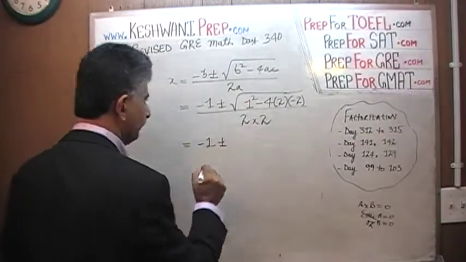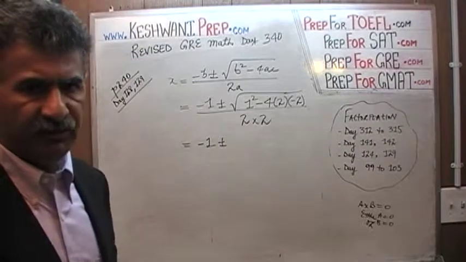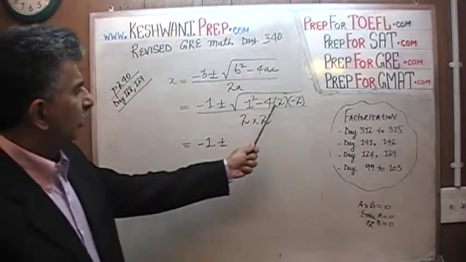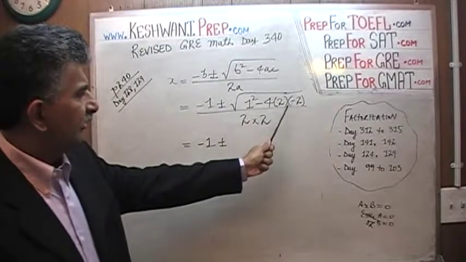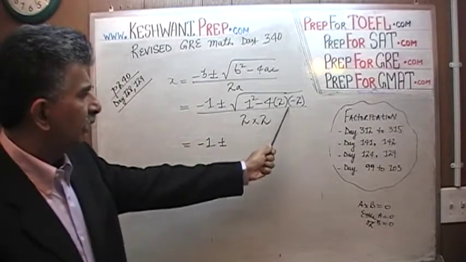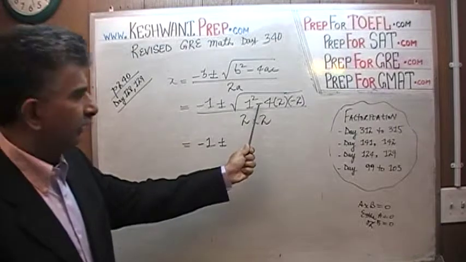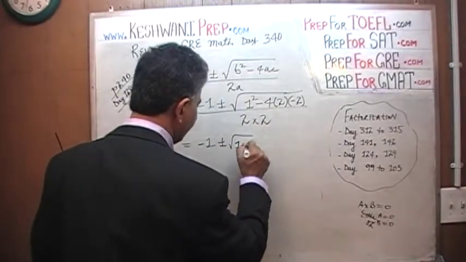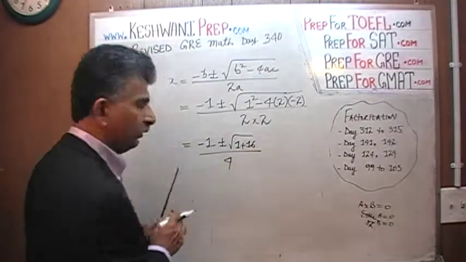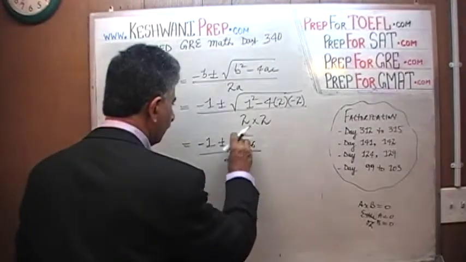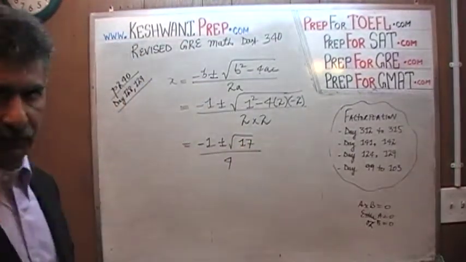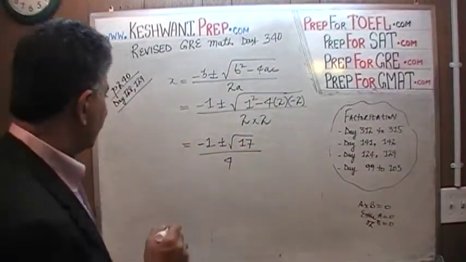And of course, you have to have the practice so that you can do this fast enough in the exam. You cannot take forever and ever as we're taking here. 4 times 2 is 8, 8 times 2 is 16, so it's negative 16. This whole thing gives us a negative 16, but then we have a negative in front of it, so it becomes positive 16. It becomes 1 plus 16 over 4. 1 plus 16 is 17.